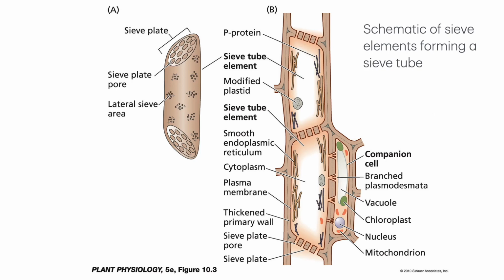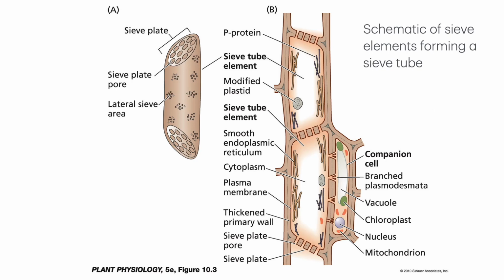The sieve cell on the left is typical in an angiosperm, which has at the end of it a sieve plate with large pores in it. And then on the side of the cell are lateral areas with pores that are much smaller that allow transport in and out of the cell. On the right-hand side, we can see multiple sieve cells aligned to form a sieve tube.